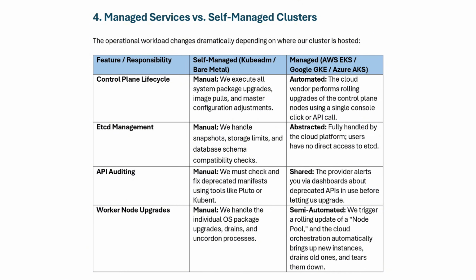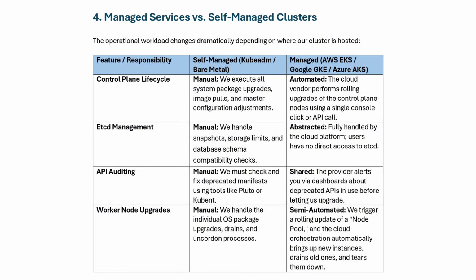For etcd management in self-managed bare metal, it is manual. We handle snapshots, storage limits and database schema compatibility checks. Whereas for managed AWS EKS, Google GKE or Azure AKS, it is abstracted, fully handled by the cloud platform. Users have no direct access to etcd.